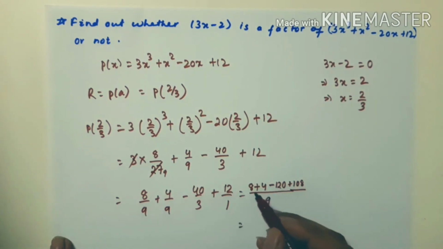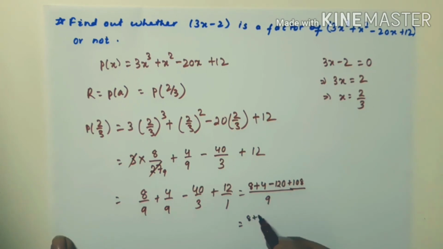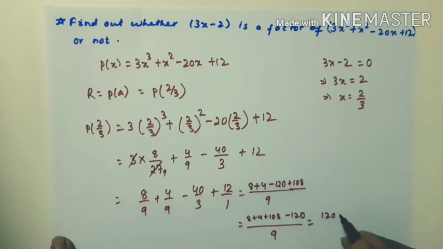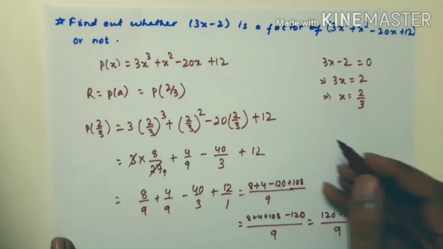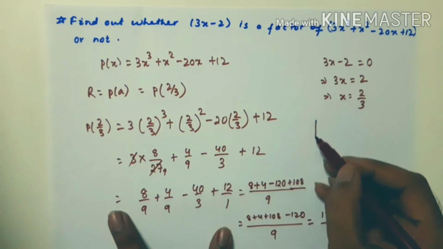So all the additions: 8 plus 4 plus 108 minus 120 by 9. Here we get 8 plus 4 is 12, 12 plus 108 we get 120, minus 120 by 9. The remainder is 0 by 9 and we get 0. So here we can see, we will use the factor theorem now.